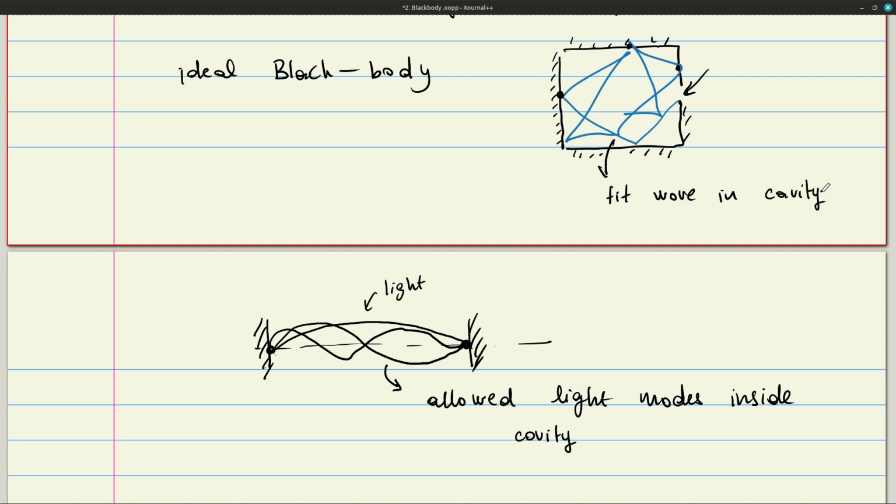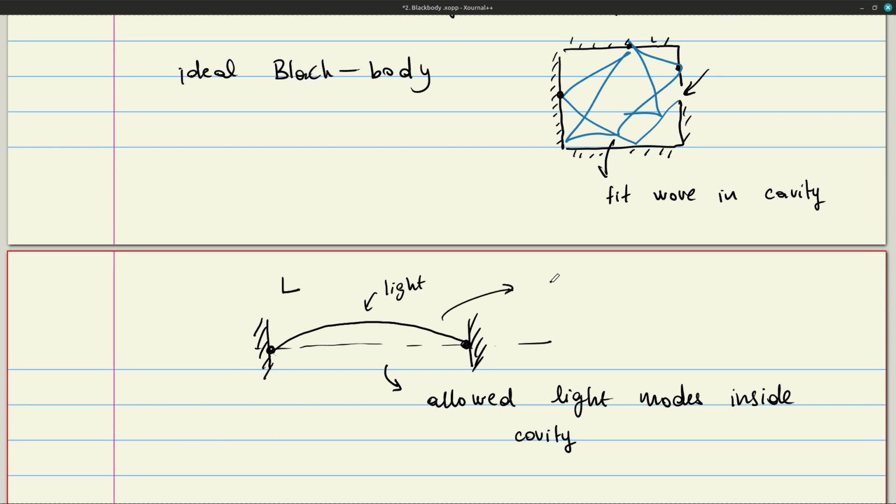So that's what we are trying to do. Of course, the calculation, we didn't do any calculation yet. We are setting up a problem, and for example, this one. If the size of the box is L, for example, this lambda over 2 is equal to L.